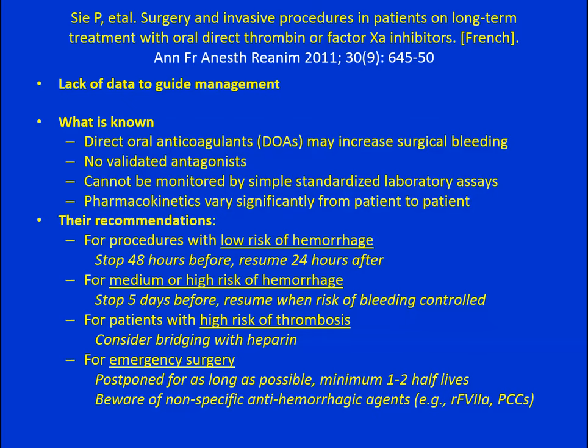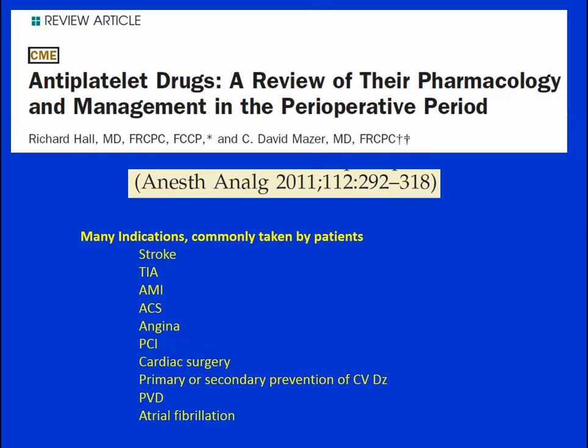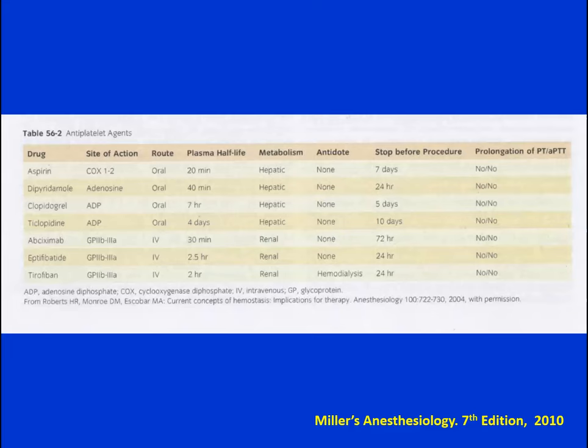Finally, as summarized in this review article, unfortunately, we lack high-quality evidence as to how to manage these patients. Finally, as far as antiplatelet drugs, this review in anesthesia reviews these agents and their management during the perioperative period. As you know, there are numerous indications for antiplatelet drugs as summarized on this slide. This shows the common drugs, their site of action, plasma half-life, antidotes, how long they should stop before the procedure, and what, if anything, they do to coag studies.